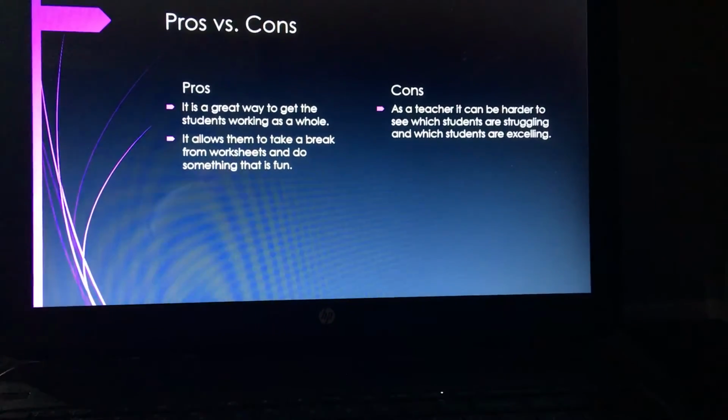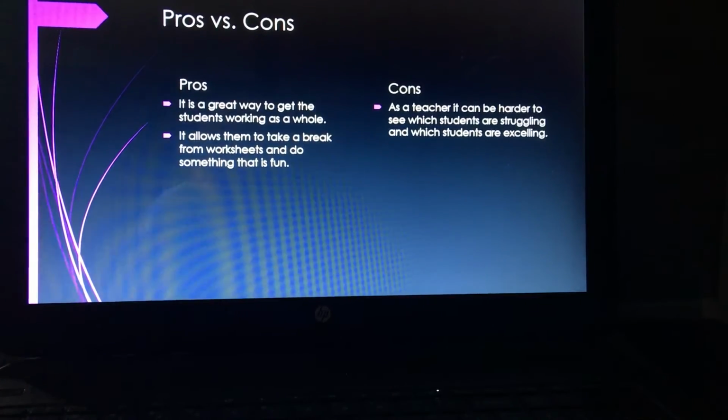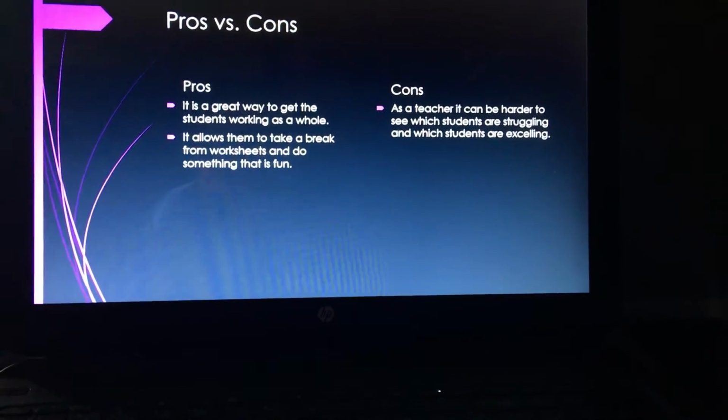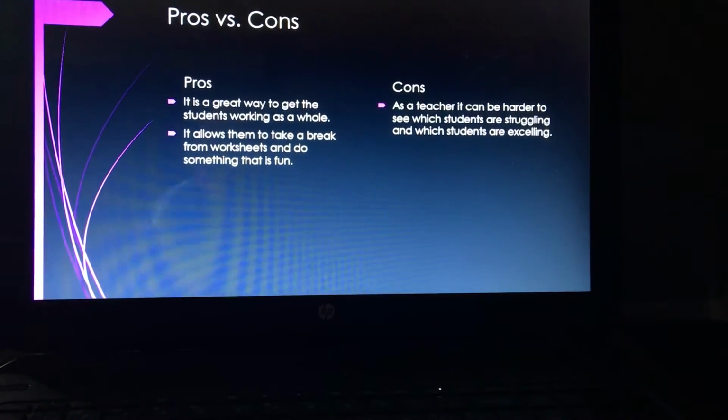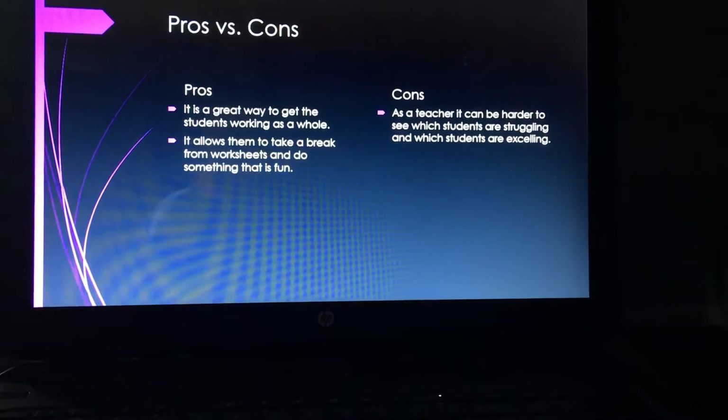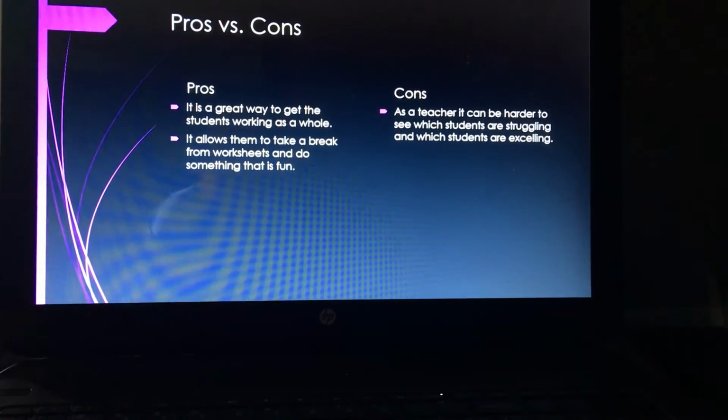You can do interactive writing assignments individually, which would probably work with the older students, like the 4th and 5th graders. But for kindergarten and first graders, it would probably be a bit more of a struggle. So you could even break them down into small groups and see how they would work in groups.